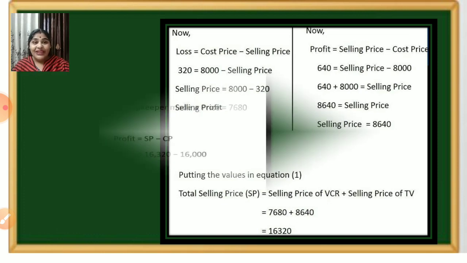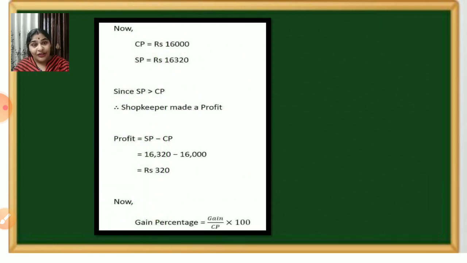So now once we have the total cost price and total selling price, let's compare which is greater, the cost price or the selling price. So here you can see, children, total cost price was 16,000, that is 8,000 of TV, 8,000 of VCR. And total selling price is 16,320. Now when you observe these two, children, we can come to the conclusion that SP, that is selling price, was greater than the cost price. And we know when the selling price is greater, the shopkeeper has made a profit.